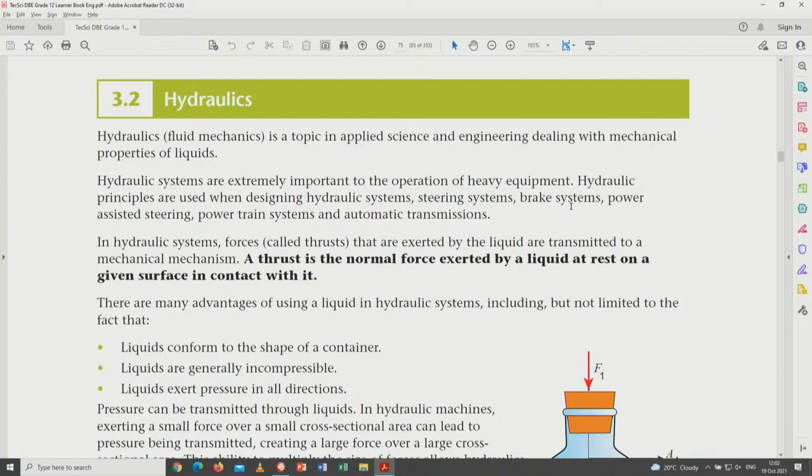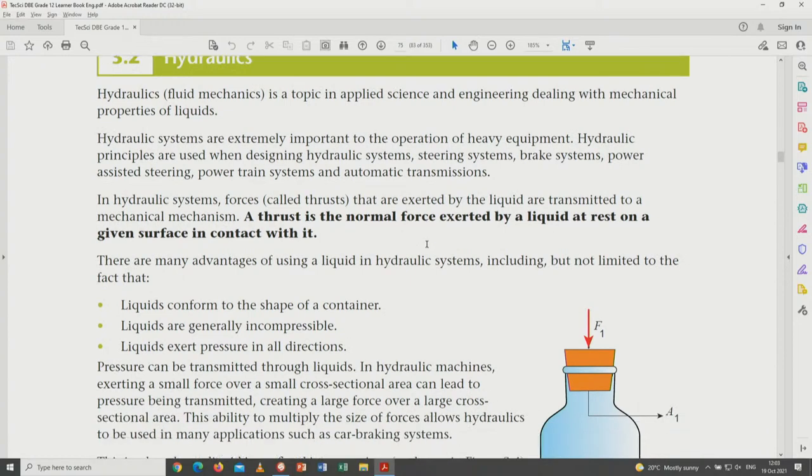Hydraulic principles are used when designing hydraulic systems, steering systems of the car, braking systems of the car, power-assisted steering, and powertrain systems, automatic transmissions. All these use hydraulic principles. Earth-moving equipment like graders, do you call them graders, that are used to build our roads? They use hydraulic systems a lot.